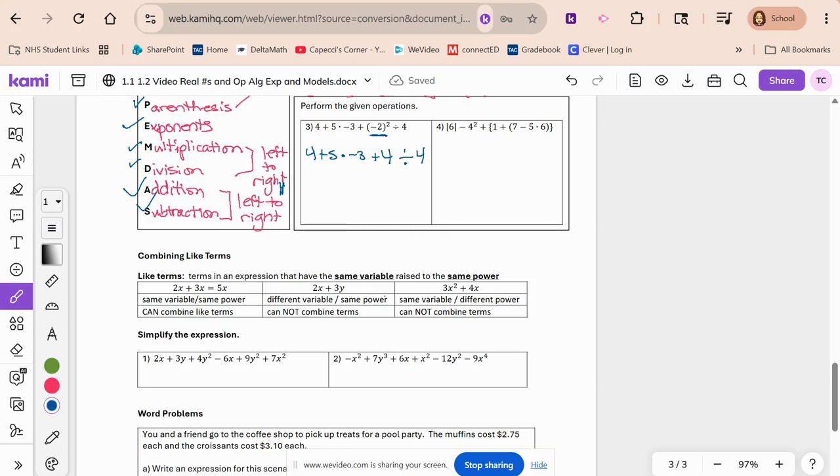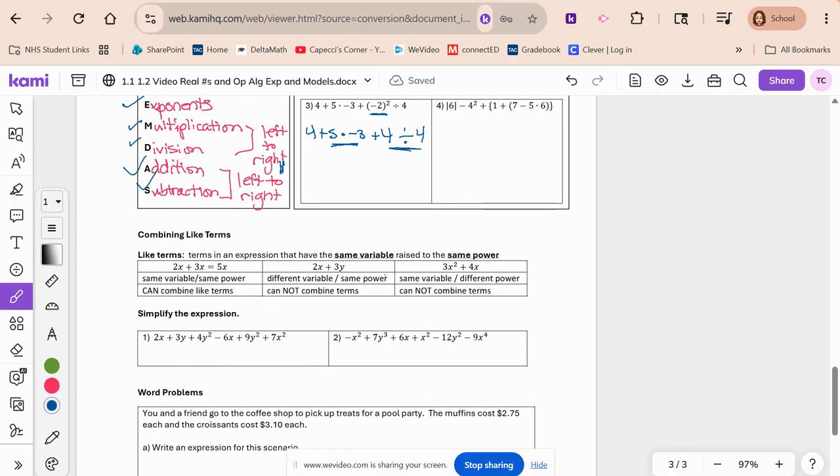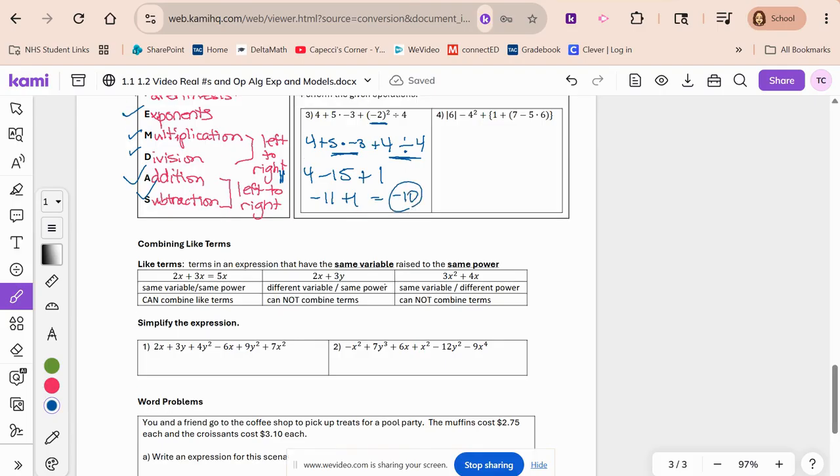And now I have multiplication and division from left to right. So I've underlined those. So I'm going to bring down that 4. 5 times negative 3 gives me negative 15, plus 4 divided by 4 gives me 1. So now I just have addition and subtraction left to right. So 4 minus 15 gives me negative 11 plus 1. So my final value there is going to be negative 10.